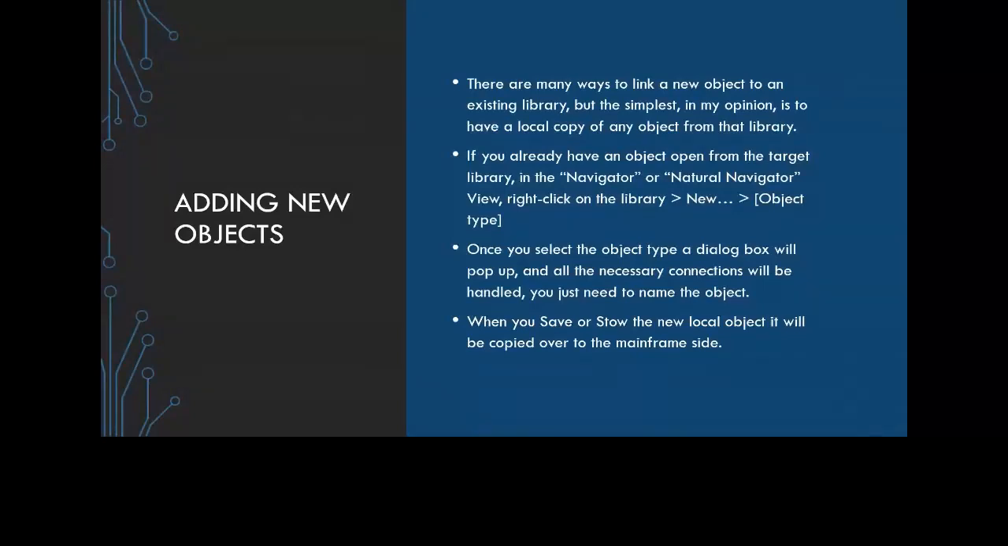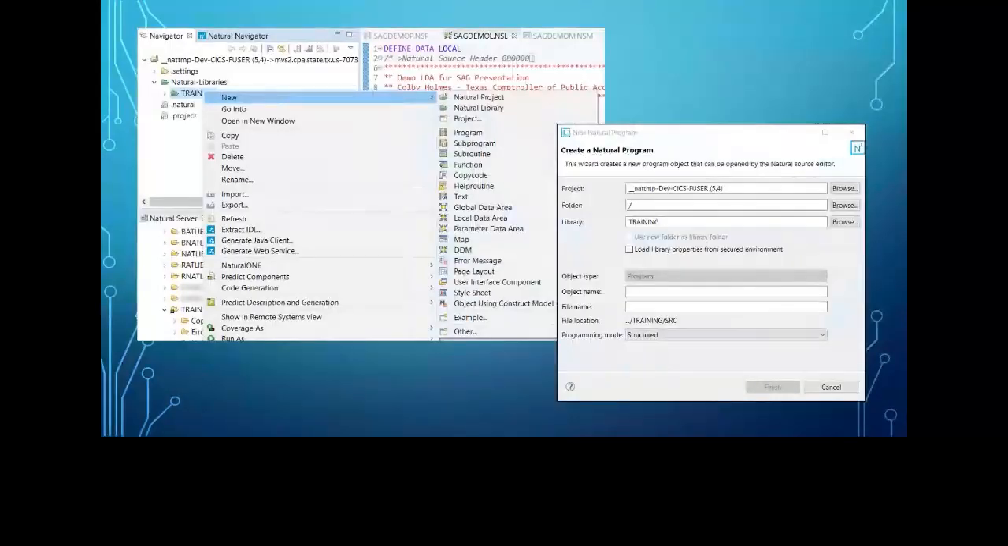So here I have something in our training library on our CICS side, and I just right click the library, new, and then from there I created a new program. It pulls up this pop-up box, and all I have to do is type in the object name and it'll create it for me.